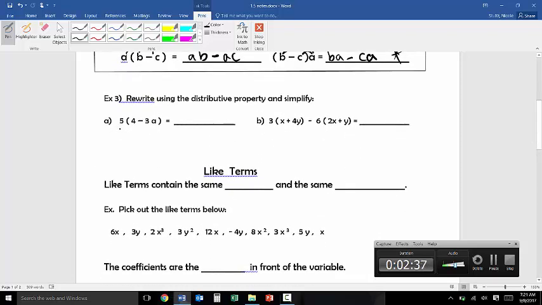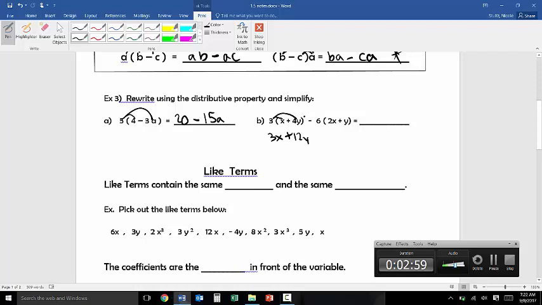Okay, so we're just gonna go ahead and distribute quickly. 5 times 4 is 20. And 5 times 3 is 15. Done. 3 times x is 3x. 3 times 4y is 12y.